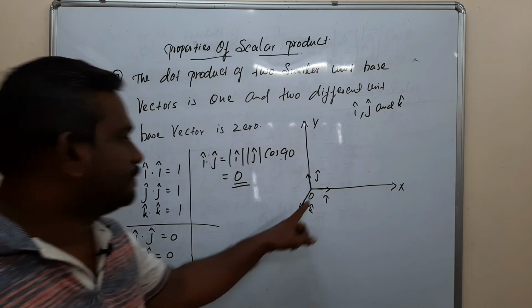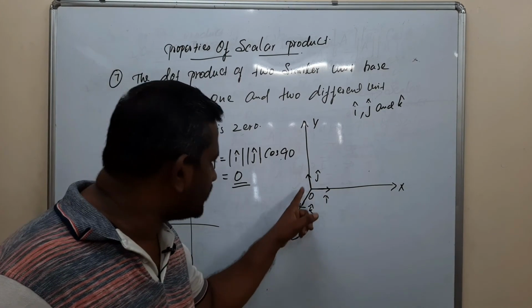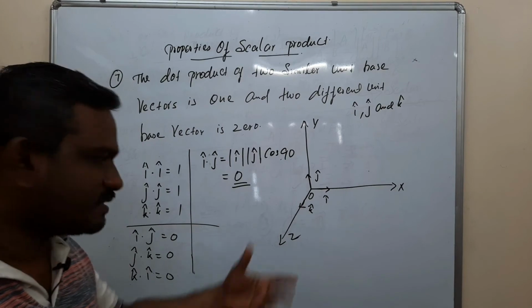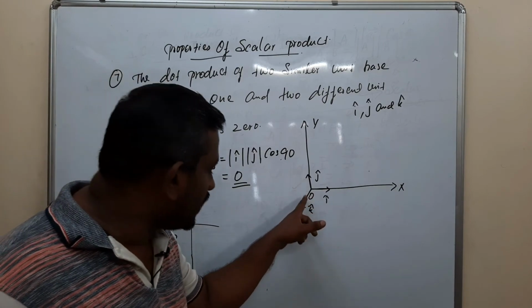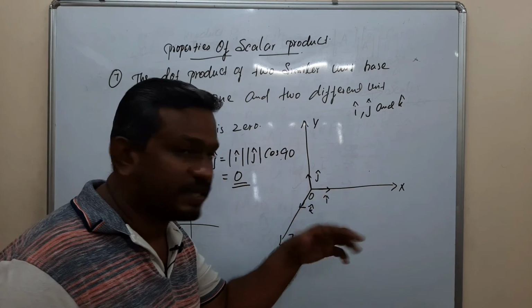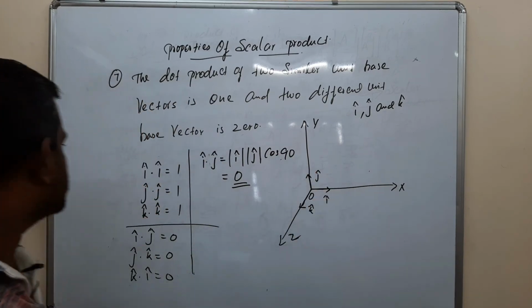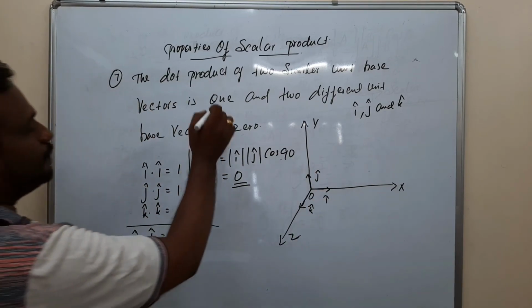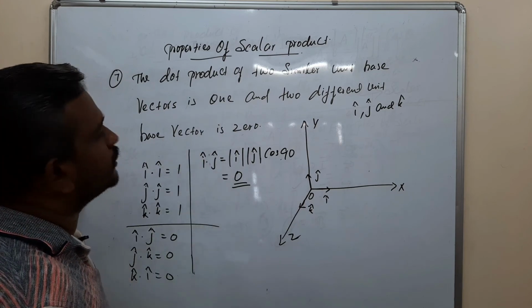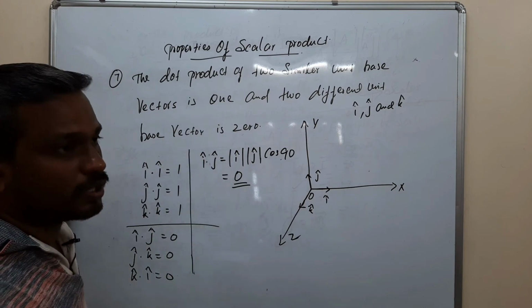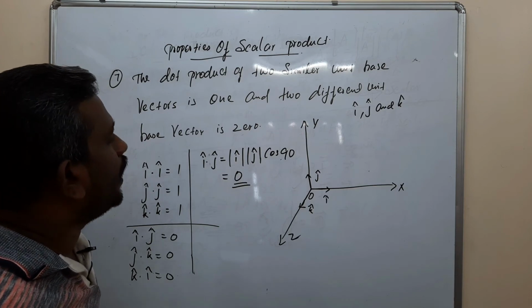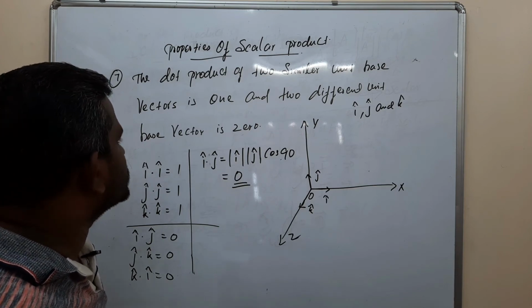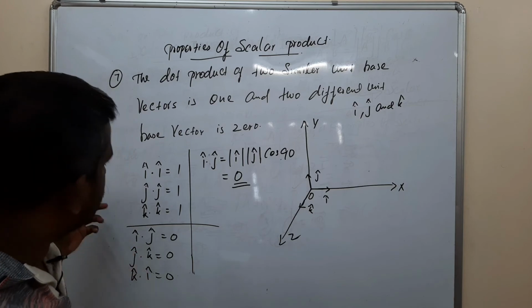j dot k, from j to k: the angle between these two is 90 degrees, and cos 90 is 0. k dot i, from k to i in the anti-clockwise direction: the angle is 90 degrees, so cos 90 is 0. So the dot product of two similar orthogonal unit base vectors is equal to 1, and of two different unit base vectors is 0. Clear?